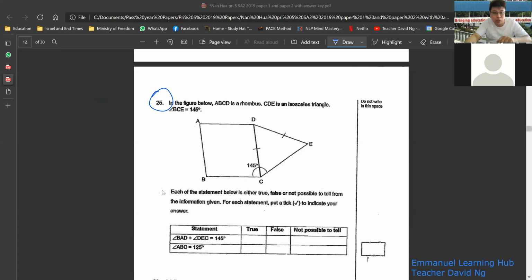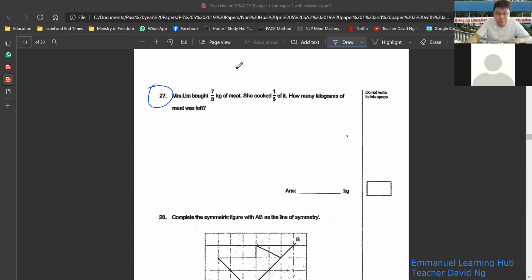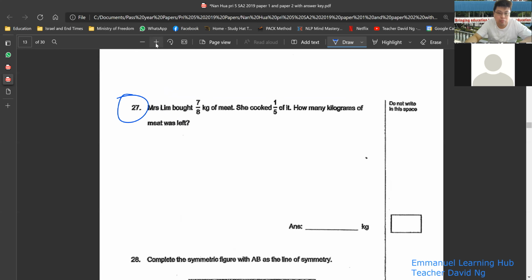Okay, then we move on to the next one. Question 27. Our friend Mrs. Lim bought 7/8 kg of meat. She cooked 1/5 of it. How many kilograms of meat was left?